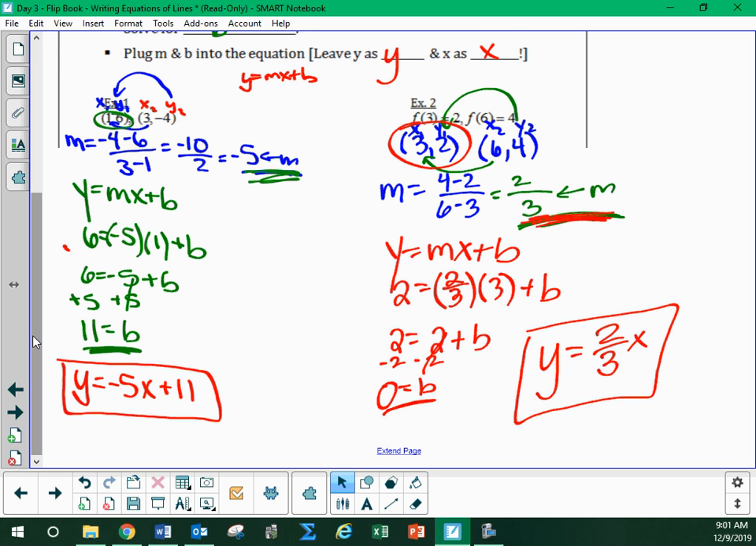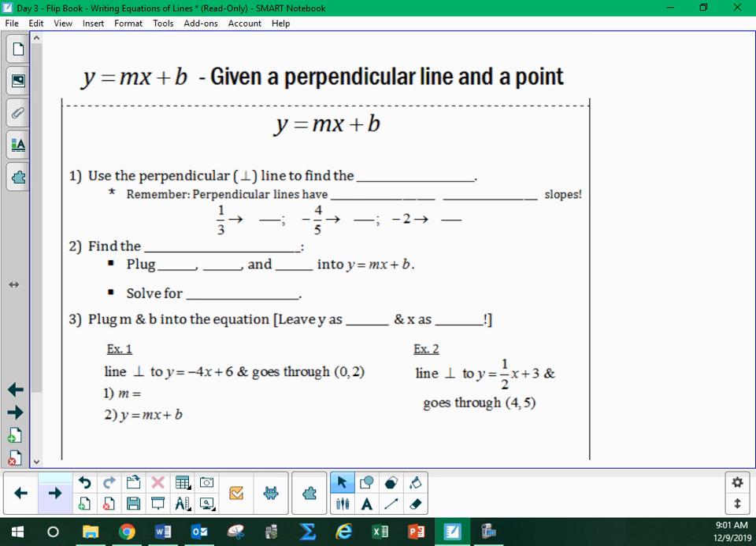Questions with that? So really the only thing new is that you have to first find your slope in that slope equation. Then it's just what we've done the last couple classes. Okay, our last one is writing our equation. Again, this is our slope-intercept form. You have to know this.